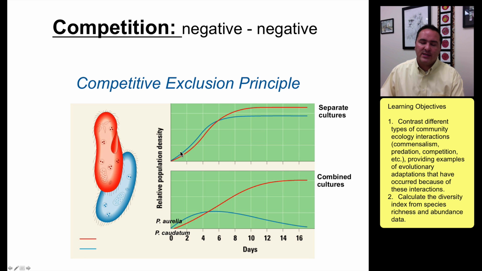This is what has been demonstrated over and over again. This is a classic example where two paramecium species were grown up in separate cultures, and they basically had this nice little logistic curve. But when you grow them up in the same culture together, Paramecium caudatum outcompetes Paramecium aurelium. And you can see for a while they're both growing just kind of fine. But then caudatum outcompetes aurelium and becomes the dominant species in the community.